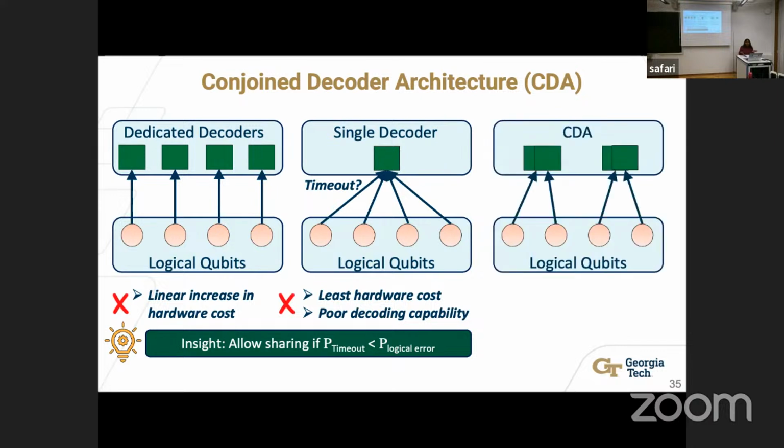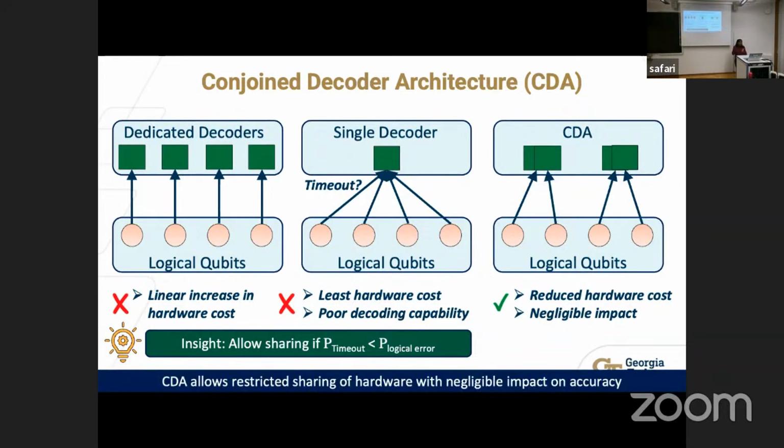So we came up with this conjoint decoder architecture, which is slightly more tricky than the half sharing. But the key takeaway is that you make contention-aware sharing. If you have very frequently used resources, then you don't share them, but otherwise you share them. And that's what led to the conjoint decoder architecture, or the CDA. The key idea was that you reduce hardware cost, but you still don't impact the accuracy a lot. And with the restricted sharing of hardware, CDA actually allows you to have negligible impact on the accuracy. So yes, it was right.